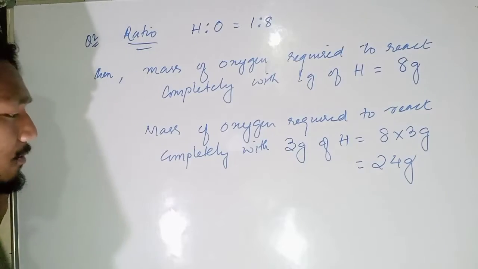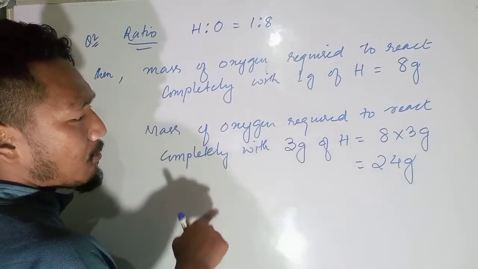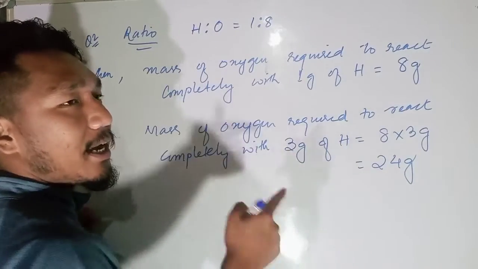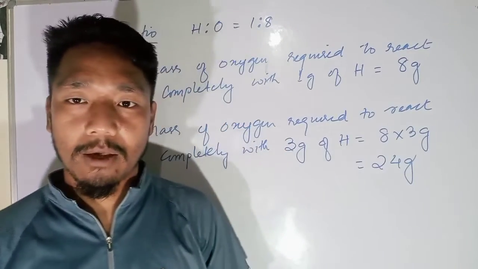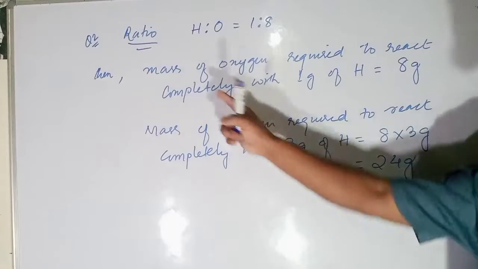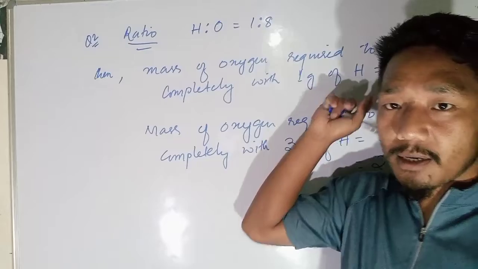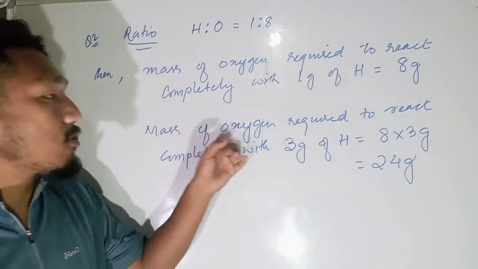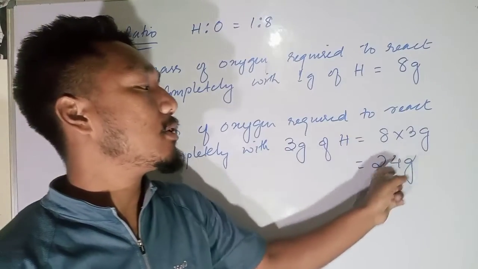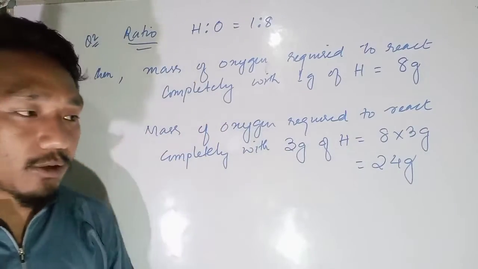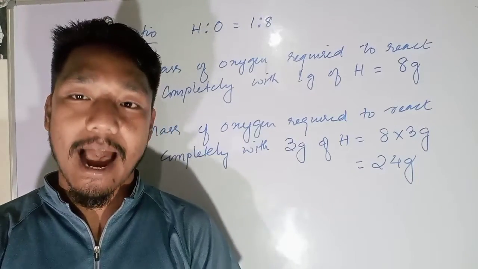You can also write that the mass of 1 gram of hydrogen is equal to 8 grams of oxygen. The mass of 3 grams of hydrogen is equal to 8 into 3, that is 24 grams of oxygen. So this is how the question is, you can note it down. The mass of oxygen required to react completely with 1 gram of hydrogen is 8 grams, and with 3 grams of hydrogen it is 8 into 3, that is 24 grams of oxygen.